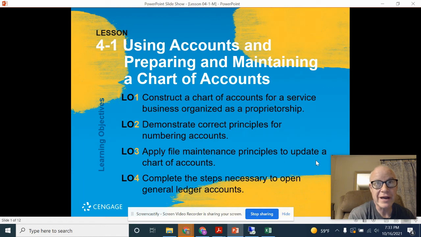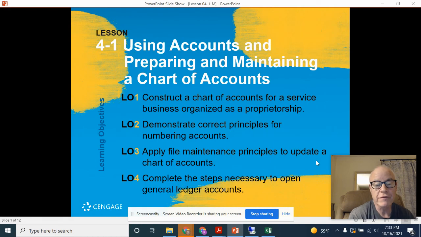Correct principles for numbering accounts. We're looking at a very simple numbering system here with Delgado Web Services, but as I showed an example of in the last chapter, like for College Place Public Schools, these can be very complex, and some organizations may have hundreds, if not thousands, of accounts.